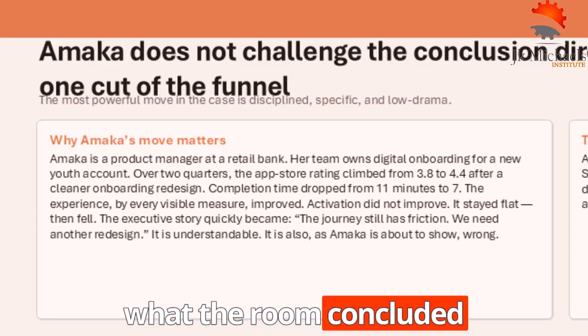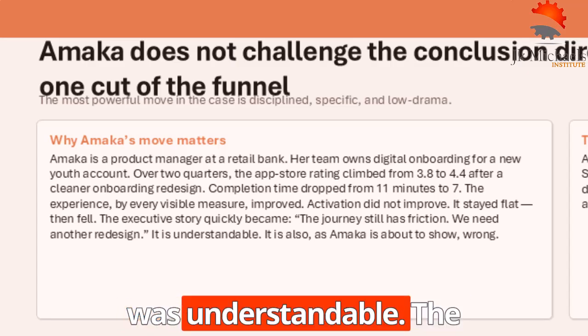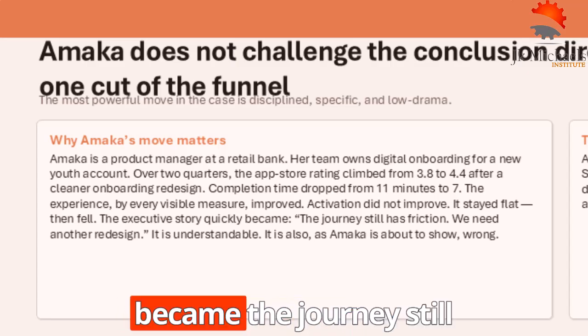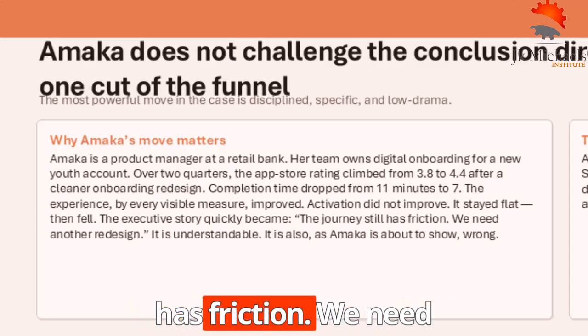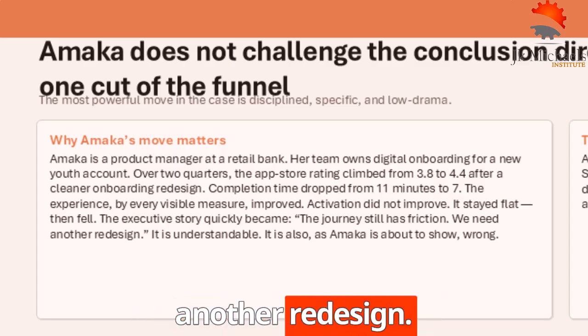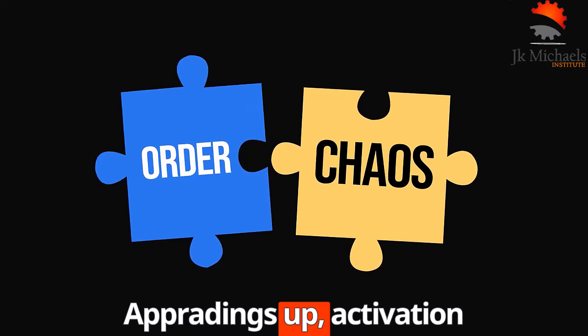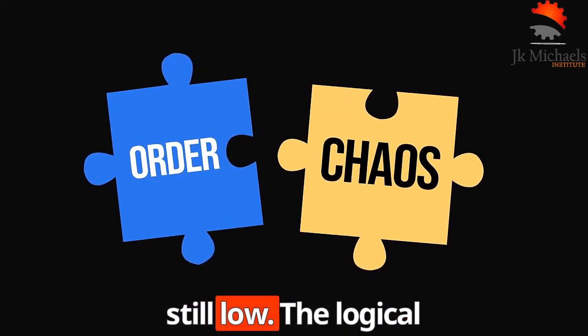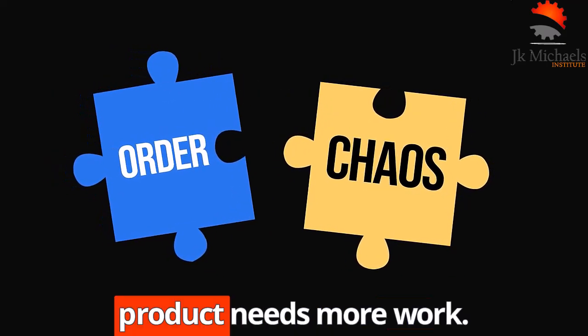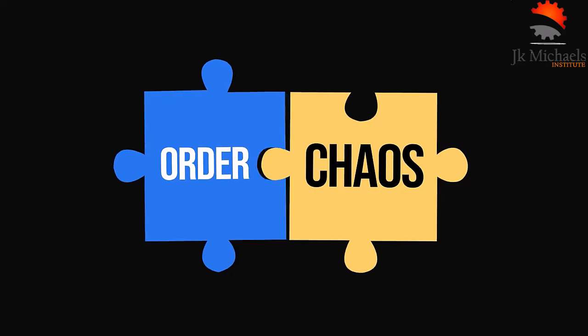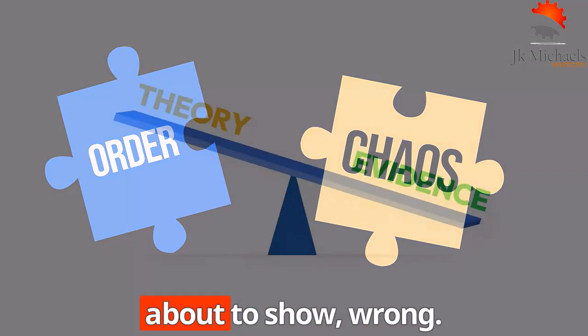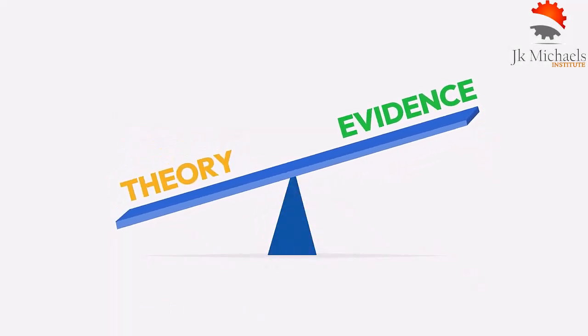What the room concluded was understandable. The executive story quickly became, "The journey still has friction. We need another redesign. App ratings up, activation still low." The logical inference is that the product needs more work. It is also, as Amaka is about to show, wrong.